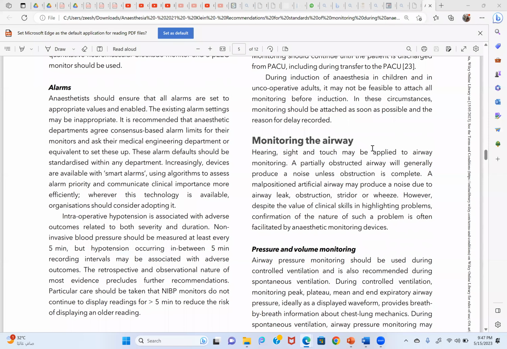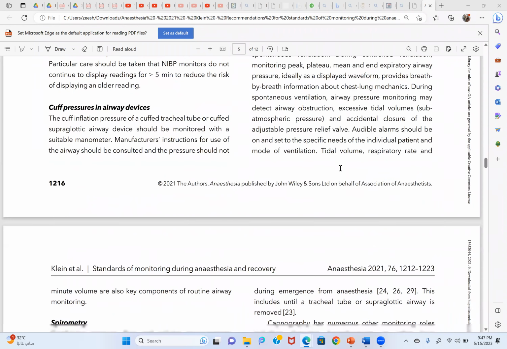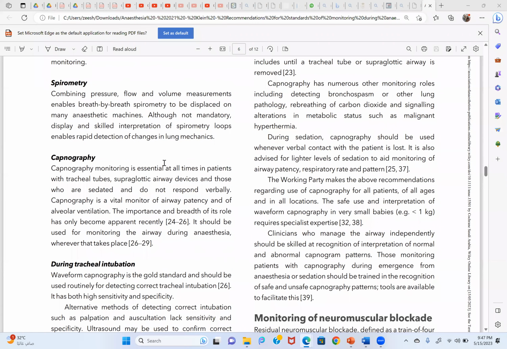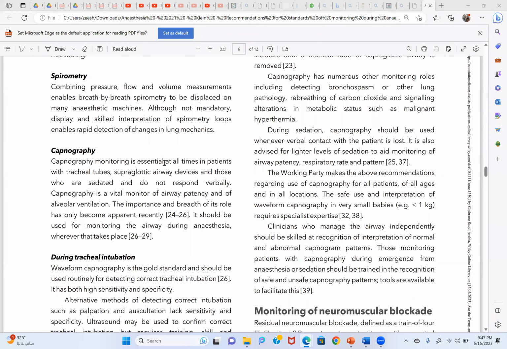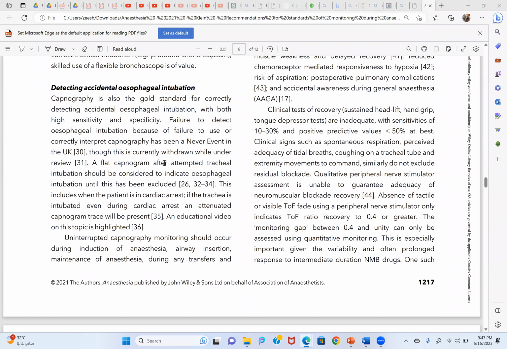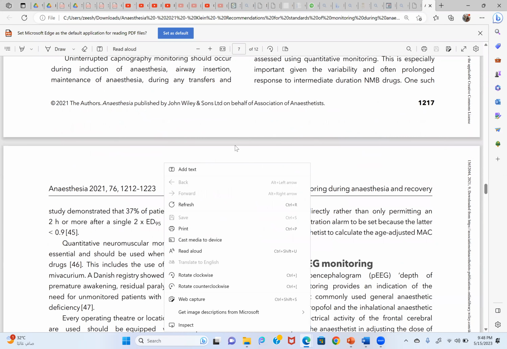Okay, so monitoring the airway, cuff pressures, pressure volume monitoring, spirometry. There are the graphs coming on the monitor during endotracheal intubation, the waveform. I think I have given you an idea about what monitoring is. If anything is missed, walaikum assalam.